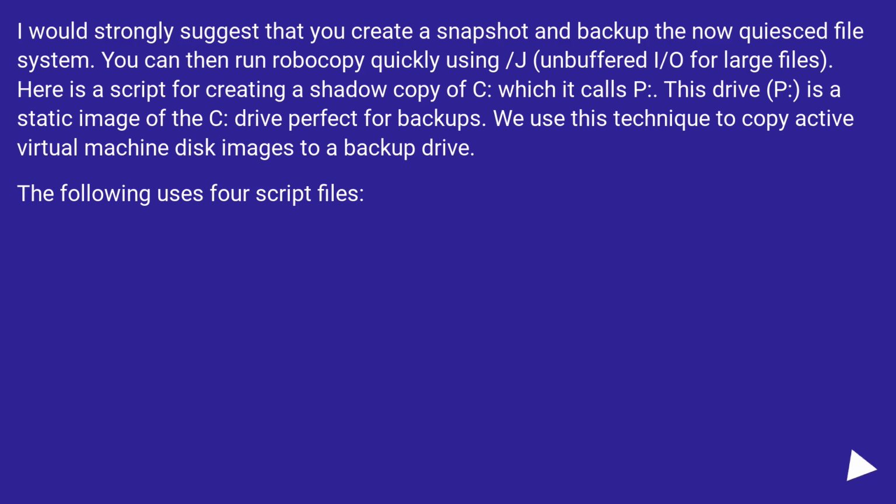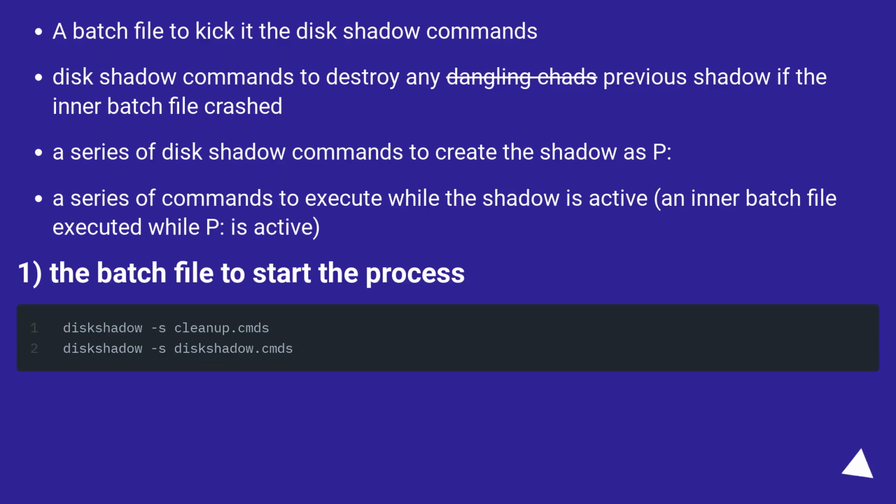The following uses 4 script files. A batch file to kick it off, the diskshadow commands. Diskshadow commands to destroy any previous shadow if the inner batch file crashed. A series of diskshadow commands to create the shadow as P. A series of commands to execute while the shadow is active, an inner batch file executed while P is active.